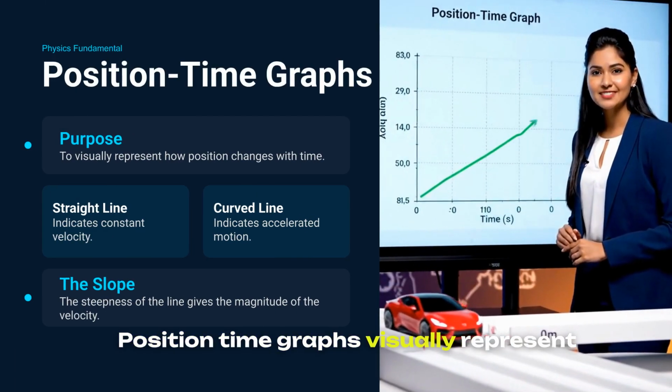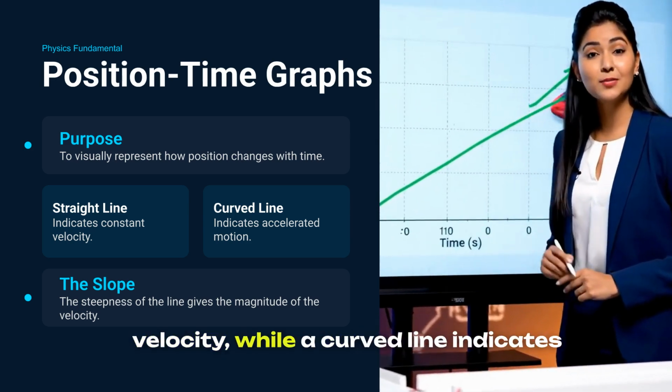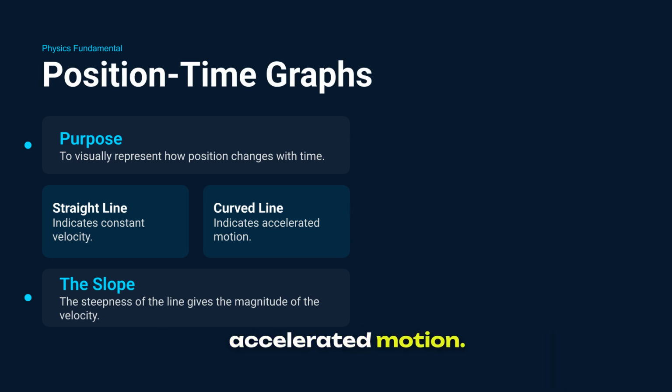Position time graphs visually represent how position changes over time. A straight line indicates constant velocity, while a curved line indicates accelerated motion. The slope of the line determines the magnitude of the velocity.